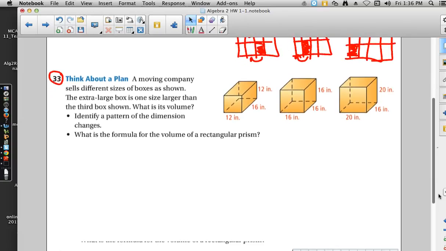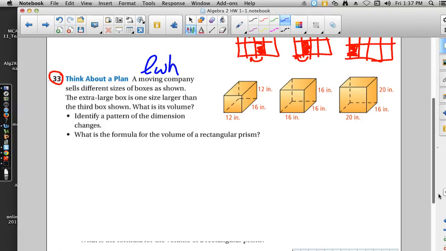All right, number 33, think about a plan. A moving company sells different sizes of boxes as shown. The extra large box is one size larger than the third box that we see. What is its volume? Volume of a box is length times width times height.